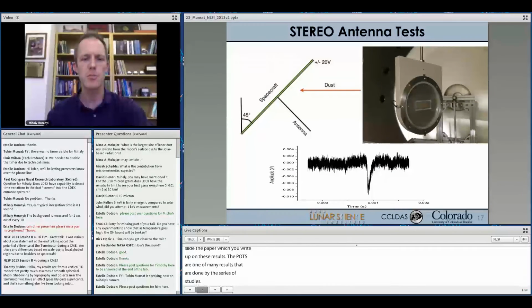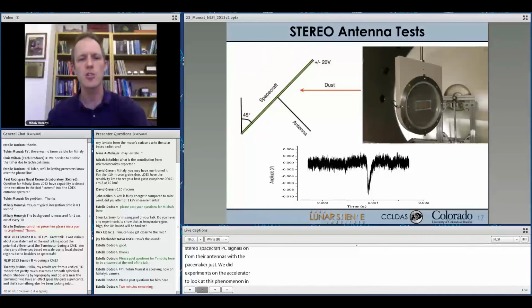A practical consideration of this charge production beyond just the basic science is the pickup signals on spacecraft instruments. So, for example, on the STEREO spacecraft, they see signals on their antennas from what they think are dust impacts. So we've done a series of experiments on the accelerator to look at this phenomenon in detail. This work was done by Zoltan Sternovsky and Keith Drake, who are on our local team here.